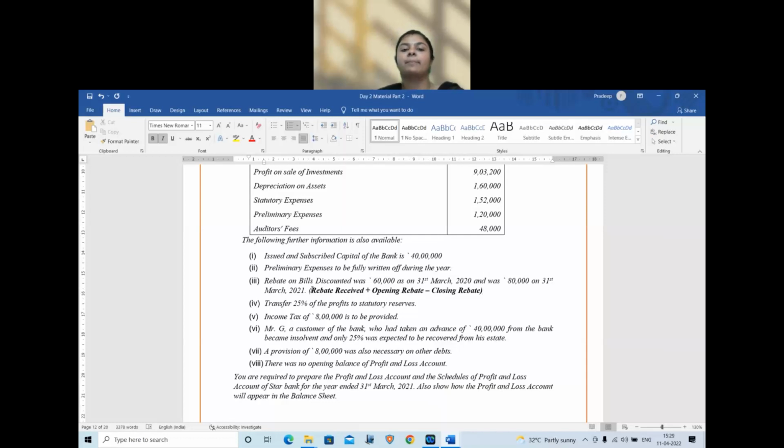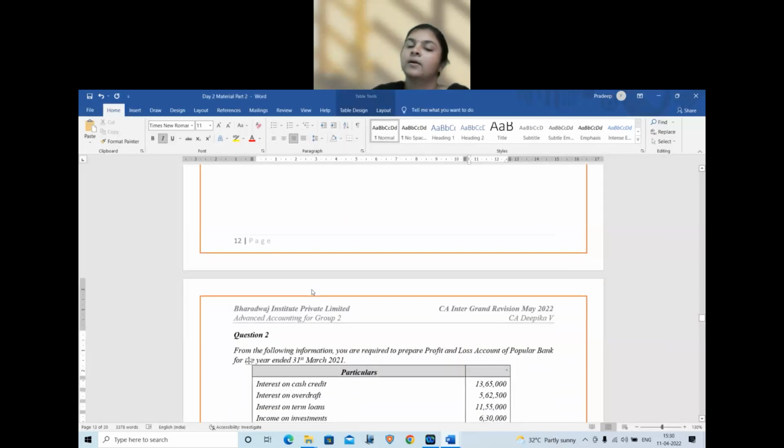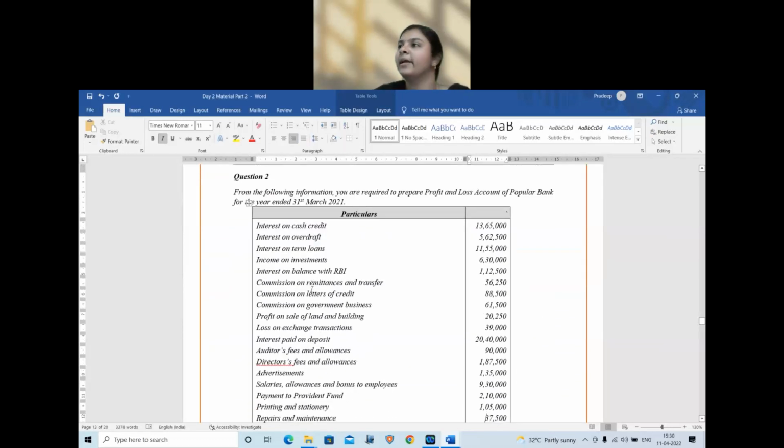G, a customer of the bank, who had taken an advance of 40 lakhs, became insolvent and 25% was to be recovered. So what happens to the remaining 75%? It will be treated as provision for bad and doubtful debts. There was no opening balance of P&L account. You are required to draw up the schedules of P&L as it will appear in the balance sheet. So this is question number 1. I believe you can do it on your own, so we are not doing it in the class now. All the answers and solutions will be provided by end of day.